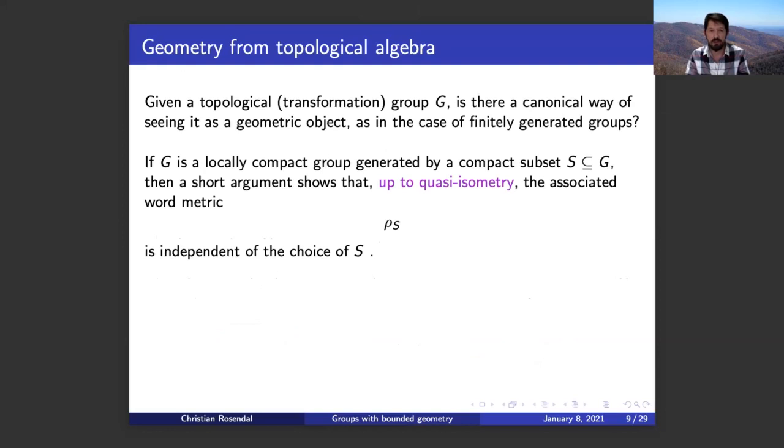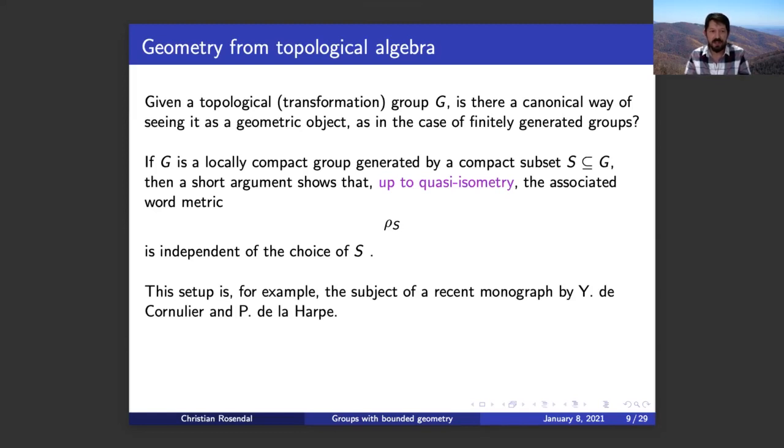If you take a Lie group, or more generally a locally compact group, which is generated by a compact subset, well, then a short argument shows that if you take the word metric associated with this compact generating set, this is, up to quasi-isometry, independent of the choice of the compact generating set. So this setup, for example, is the subject of a recent monograph by Yves de Cornulier and Pierre de la Harpe.